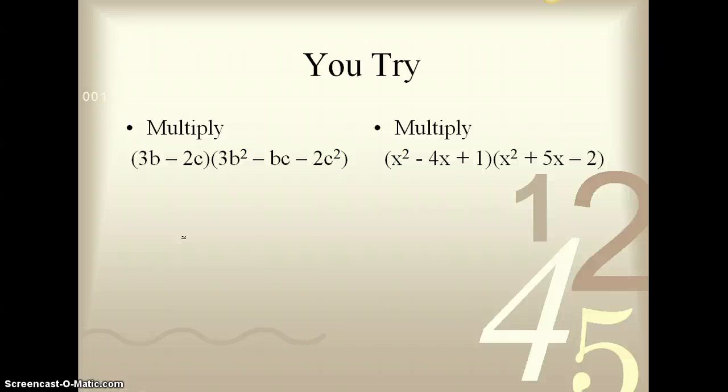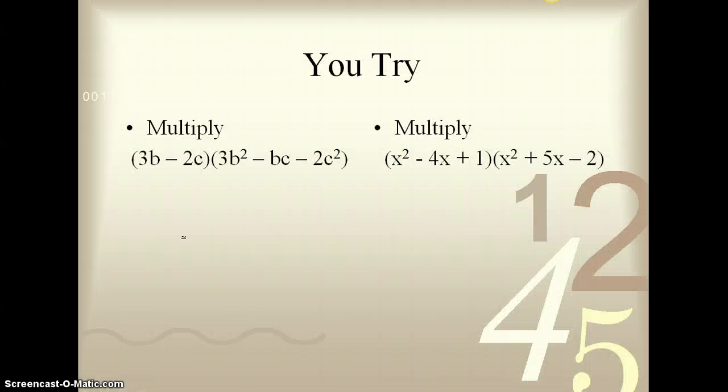So for your two practice problems, you have 3b minus 2c times 3b squared minus bc plus 2c squared, and then x squared minus 4x plus 1 times x squared plus 5x minus 2. And that is your practice, and I think that's the end of this video. Yes, it is. So that is the end.